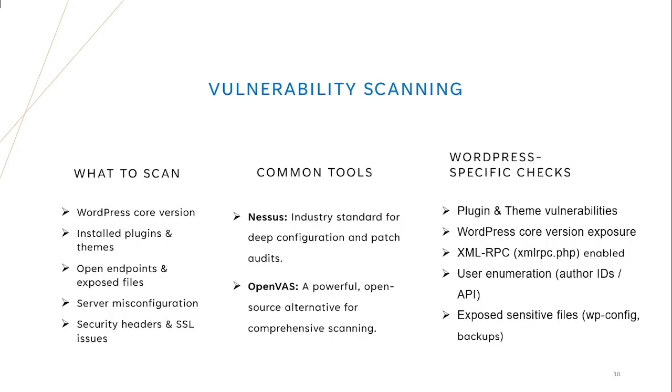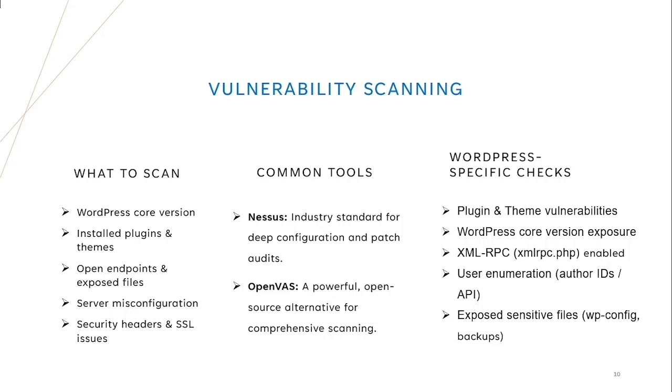If the WordPress version is exposed to the network or the internet, the attacker can find the vulnerabilities available in that version, and it is easy to enumerate or attack that version using the techniques which are available. And XML-RPC enabled. You have to check if XML-RPC is enabled or not.